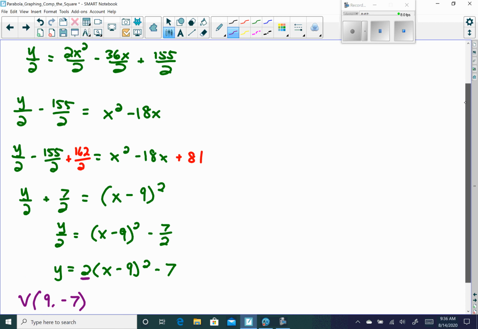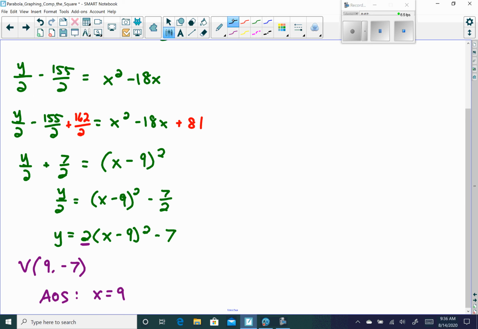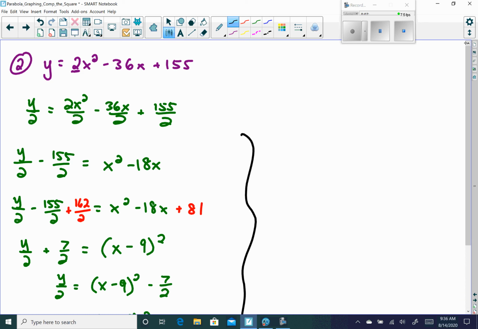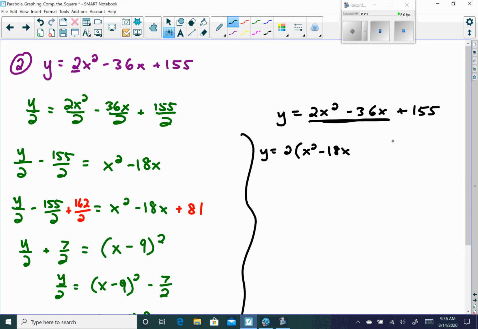Now to show you the second way to do this, we're going to start with the same standard form. And I want to keep everything on one side. So what I want to first do is, from the first two terms, factor out the 2. So y is going to equal 2, not the x, just the 2 for a common factor. I'm going to have x squared minus 18x. I'm going to leave a little bit of space, and then we're still going to have the plus 155.